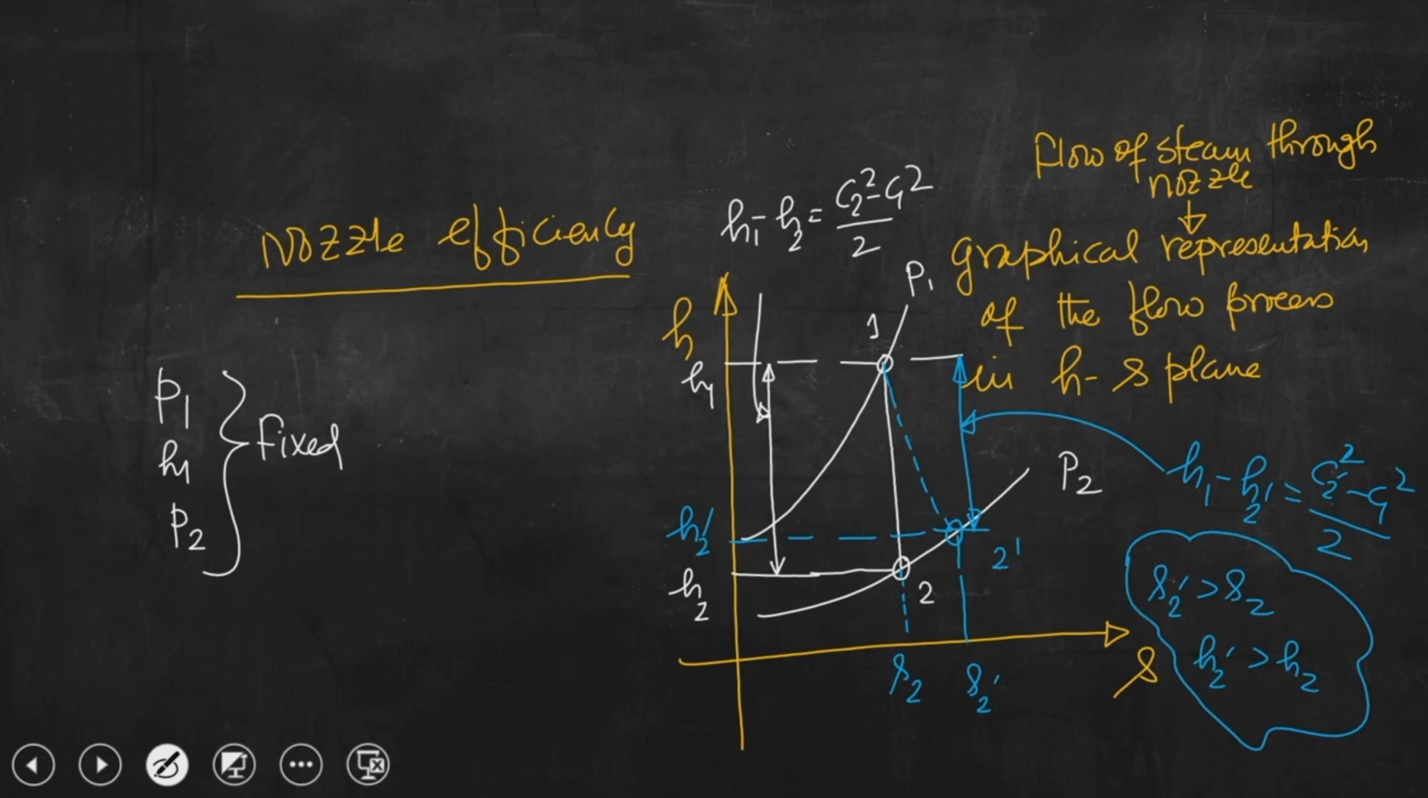Now, what is the nozzle efficiency? Ideally we are supposed to get this change in velocity because of this enthalpy drop, but in the real case we are getting something else. So, the ratio of these two quantities is the nozzle efficiency. Whenever someone is designing the flow nozzle, the pressures at the inlet and exit of the nozzle are fixed. The enthalpy of steam at the inlet of the nozzle is also fixed because that is coming from the boiler.